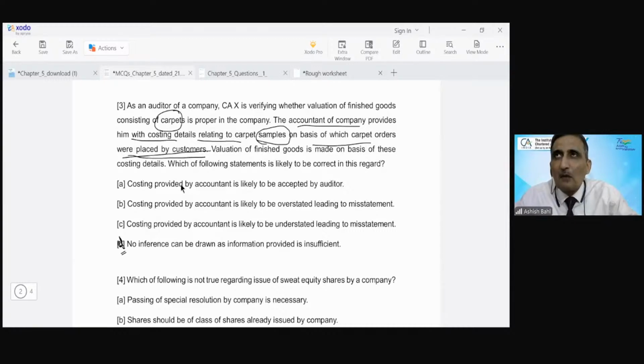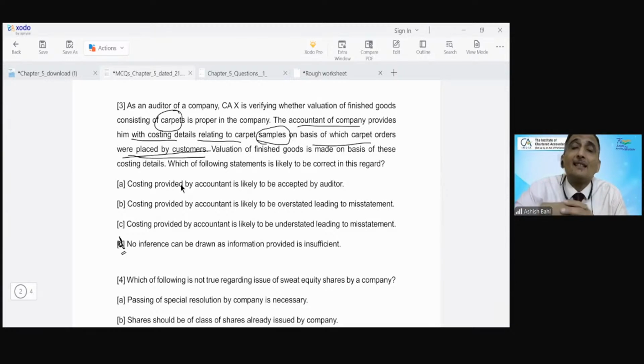So what the accountant has done, he has given him a costing. Obviously, when you want to verify the valuation of finished goods, you would be requiring costing: how you have arrived at these costs, how you have valued finished goods. So he has given him the costing which relates to carpet samples on the basis of which orders were given.